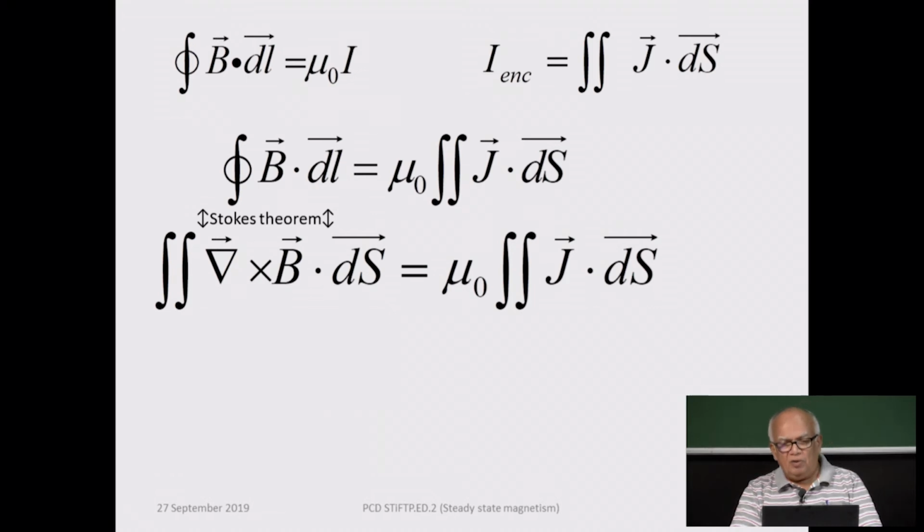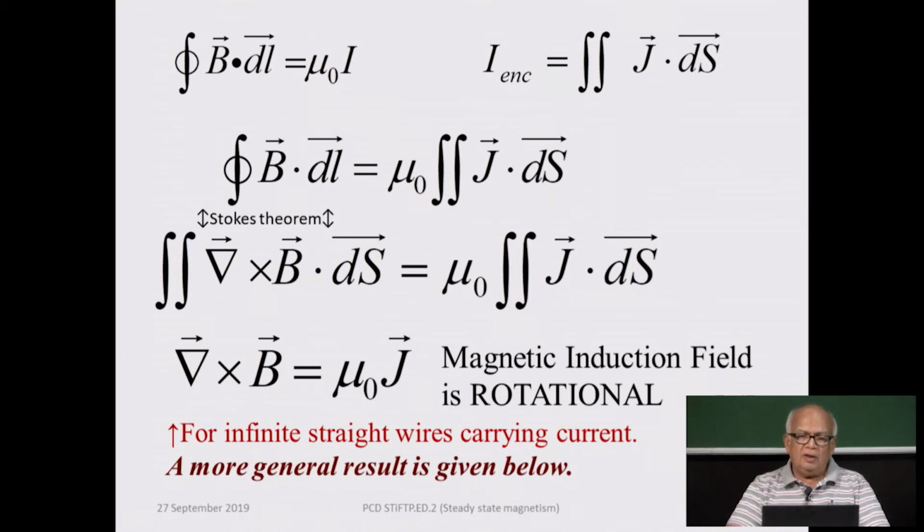And if you now equate these two, you see that you have two surface integrals which are essentially over exactly the same surface elements. These are definite integrals, which means that the corresponding integrands must be necessarily equal, which tells you that mu 0 j must be equal to the curl of B.